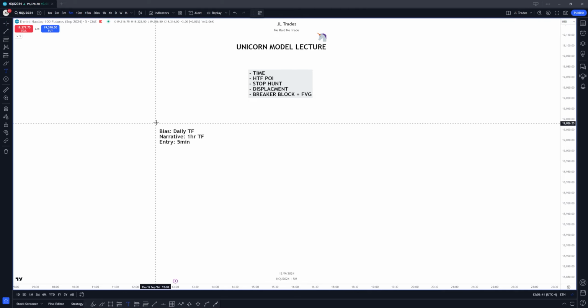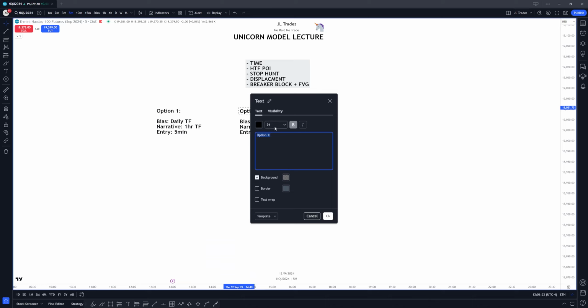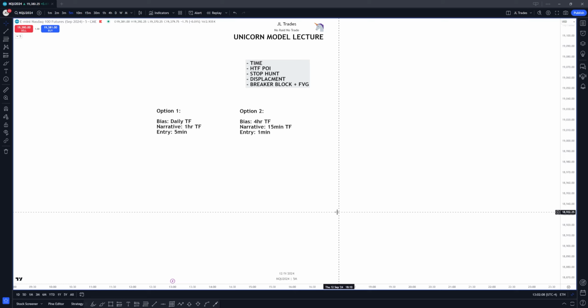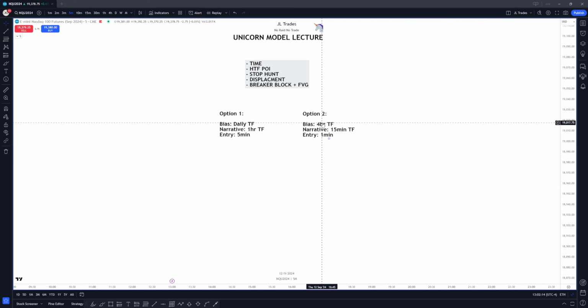This is option 1. If I copy this, you then have option 2. Option 2 is more noise. Your bias comes from the 4-hour time frame, and your narrative comes from the 15-minute time frame for a 1-minute entry function. Take note of this: you choose one of these, and you do not mix these time frame alignments. If you're executing on the 1 minute, you should not be interested in a 1-hour POI. You need a 15-minute POI.